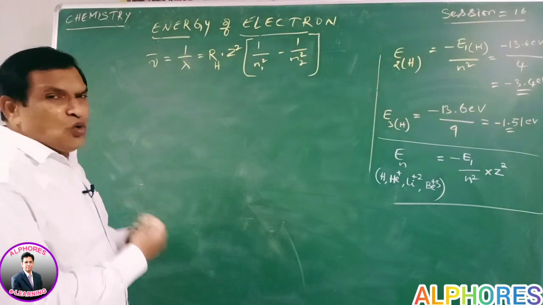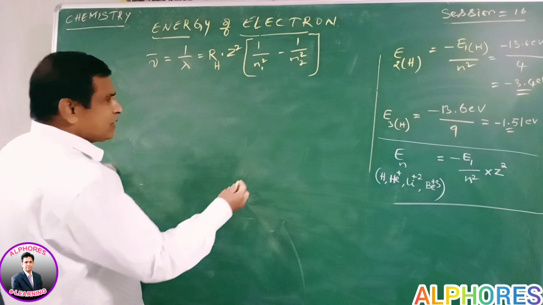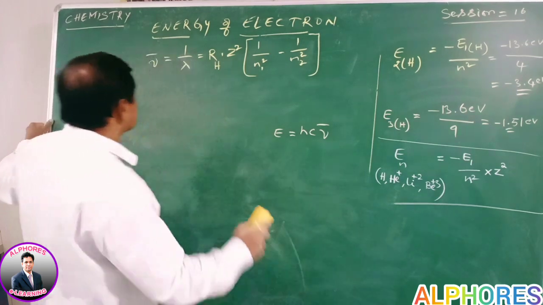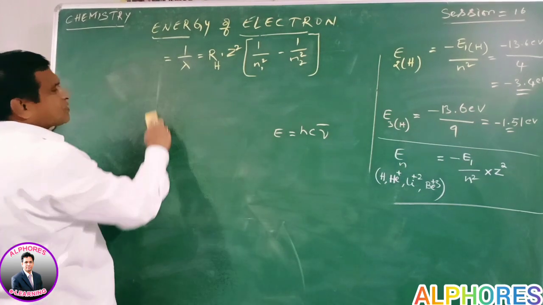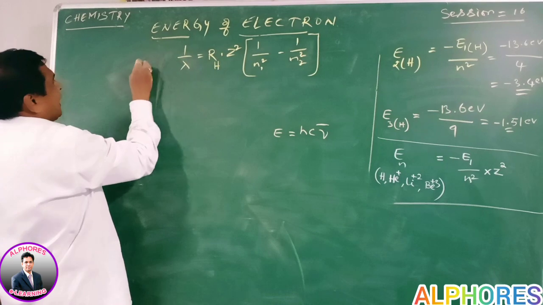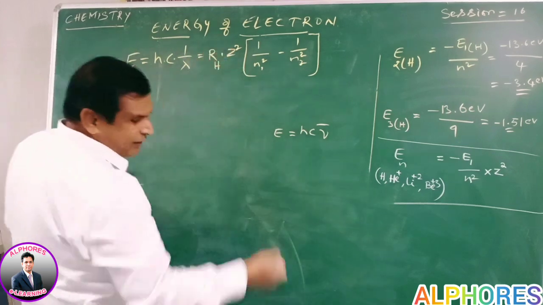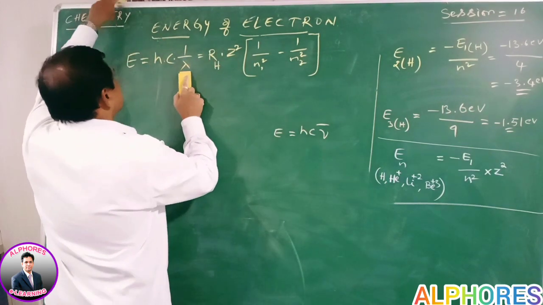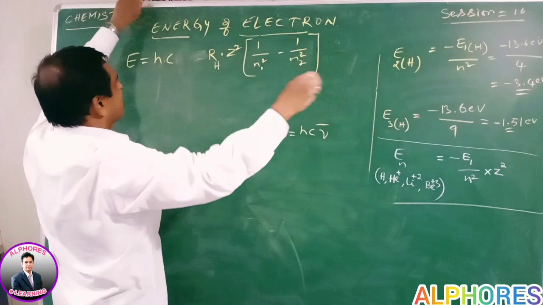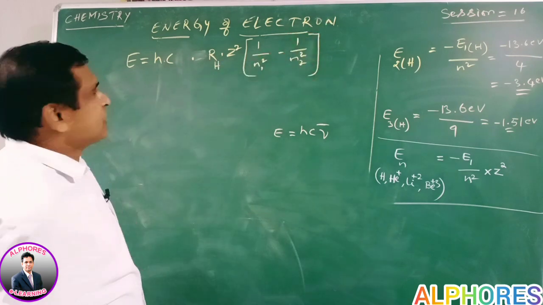We know the relation between energy and wave number: E is equal to hc nu bar, where nu bar is nothing but 1 by lambda. Let us use this in place of the earlier expression. E is equal to hc nu bar.